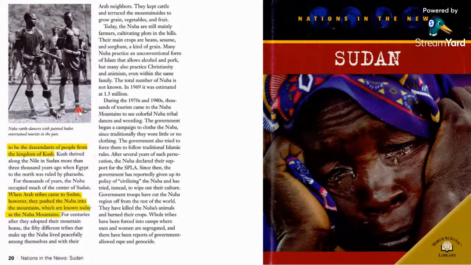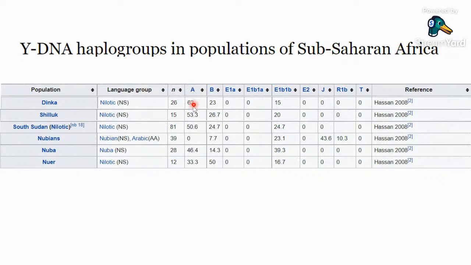So again, these people are known to be descendants of the people of Kush from the territories of Nubia, and even their name reflects it. So let's continue to build upon that. We have the Nuba, the Dinka, and the Shaluk, who would be considered descendants of Kush, and we have their Y-DNA right here. For example, the Dinka have high proportions of haplogroup A, 62%, and even haplogroup B at 23%. Same for the Shaluk, haplogroup A at 53% and haplogroup B at 26%.